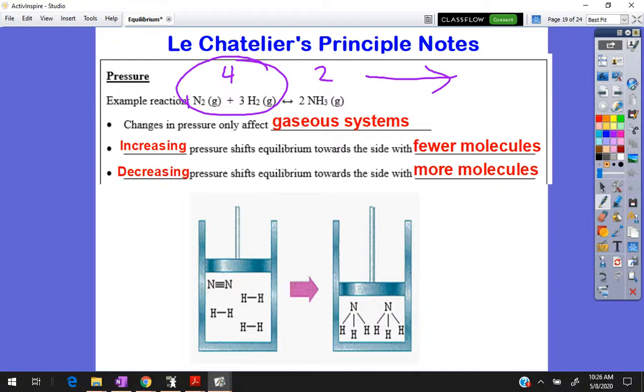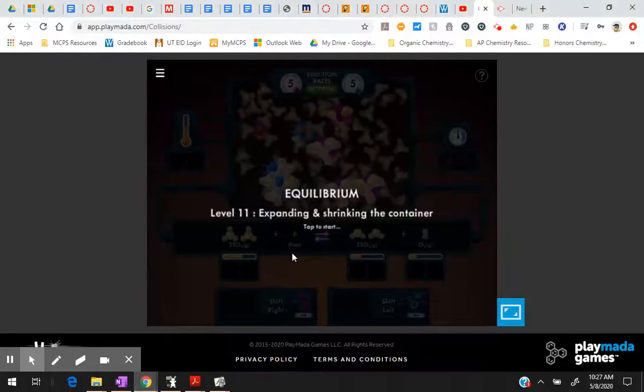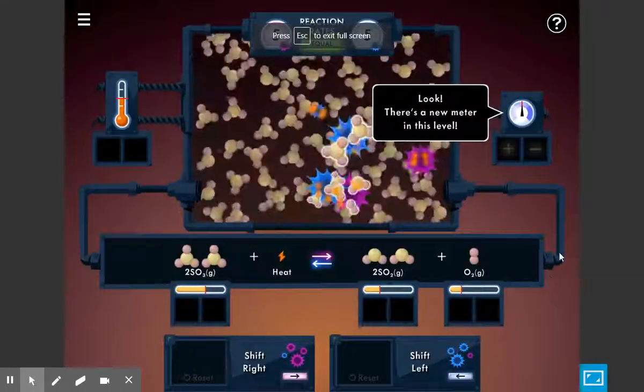If I decrease my pressure, that's the same thing as increasing my volume. By increasing my volume, I will have fewer collisions with my NH3 particles. If there are fewer collisions with my NH3 particles, then I'll shift to the left to make more particles, since there's now more space for those particles to exist. Let's show that with our simulation.